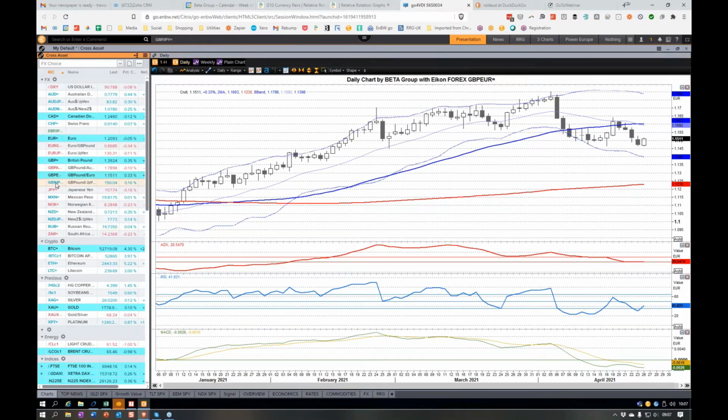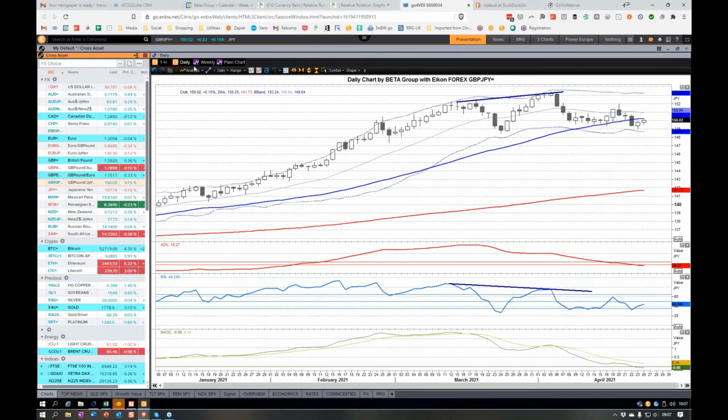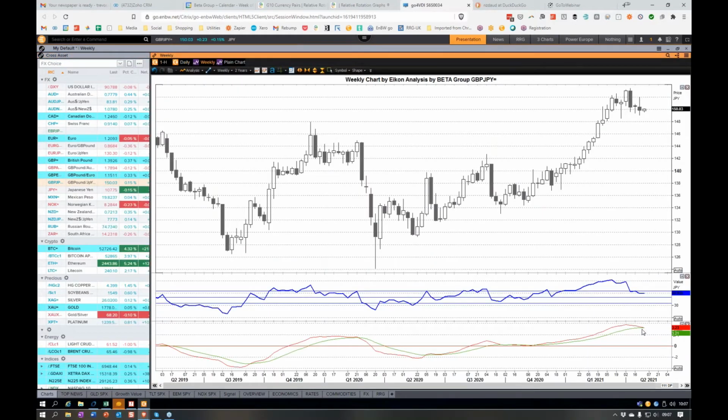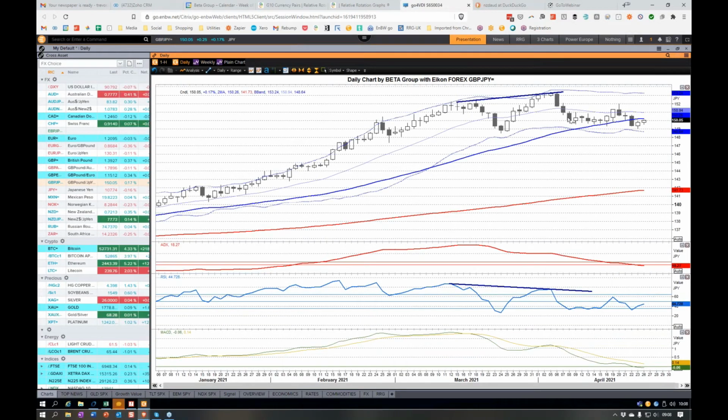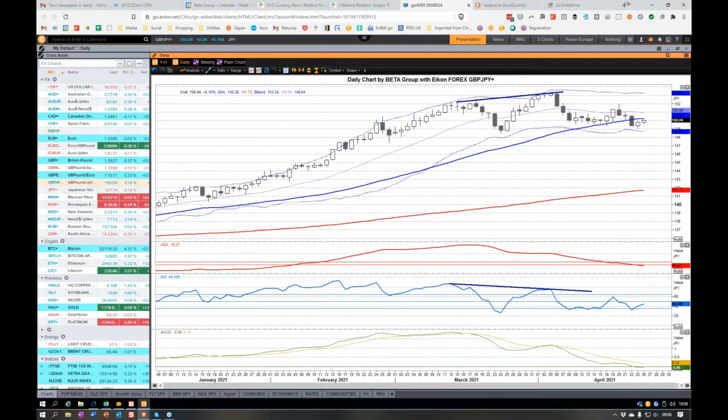The GBP/JPY, which was a request here. Let me first go to the weekly as always. The MACD is threatening to cross here, so it's looking a bit like GBP/EUR. The RSI has crossed down here, and so this great run here that started back in October looks to have come to an end. The daily chart here, we've got also a high, then a lower high, and the question is, have we broken this low yet? Which we have done in the GBP/EUR, we haven't yet done in the yen.